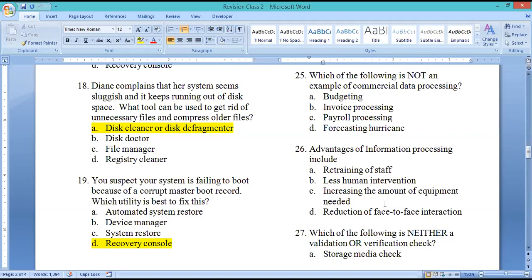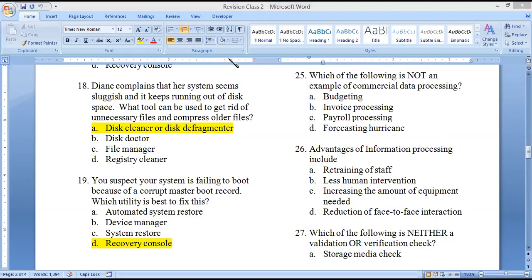All right, so which of the following is not an example of commercial data processing? Miss Anissa, you know you have to talk today, right? Because it's just you and Samantha, so you can't leave Samantha to answer everything. Miss, would it be budgeting? No. Read the question. Look at the question. Miss, forecasting a hurricane? Yes, that is correct.